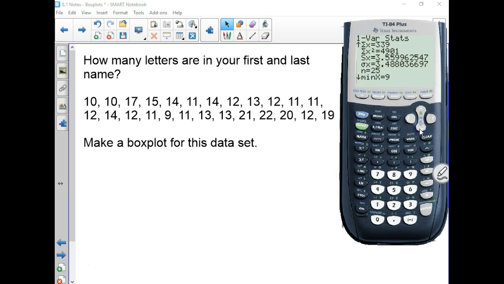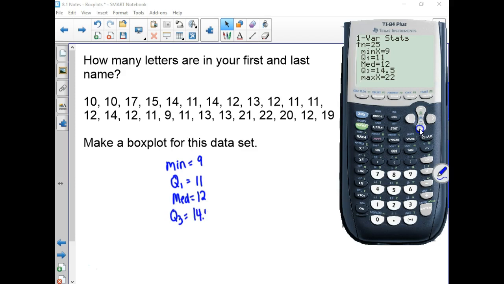So if we press the down arrow, it's going to give us some more information. And this is where we get our 5-number summary. So we see min is 9, Q1 is 11, median is 12, Q3 is 14.5, and the max is 22. So all of this information we're going to use to make a box plot.